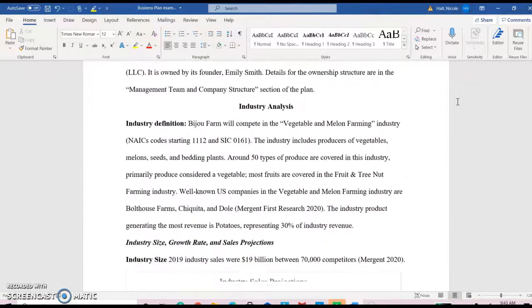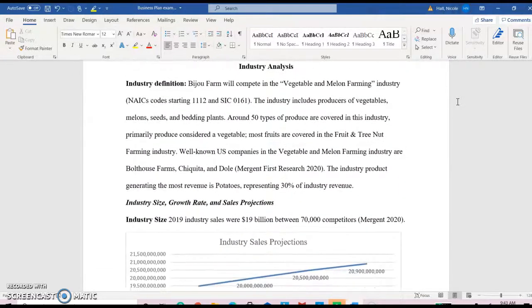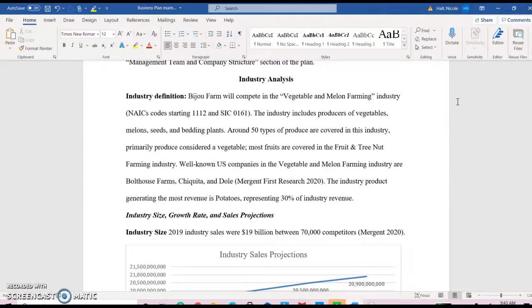All right. So for the industry analysis, this is where you are going to rely heavily on the librarian embedded in this course, all right?